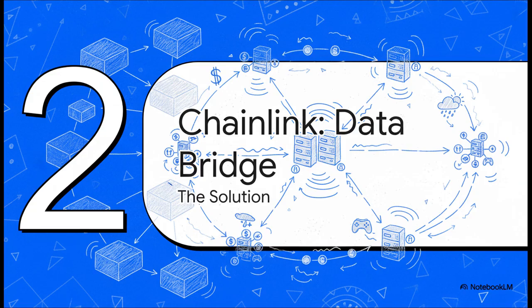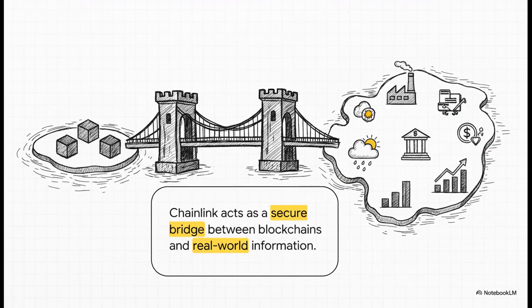Well, that is exactly where Chainlink comes in. It was designed from the ground up to be the ultimate data bridge. Honestly, the best way to picture Chainlink is as this super secure, heavily fortified bridge. On one side, you have the isolated island of the blockchain. On the other, the huge continent of real-world data. Chainlink connects the two, letting information flow back and forth safely and reliably.